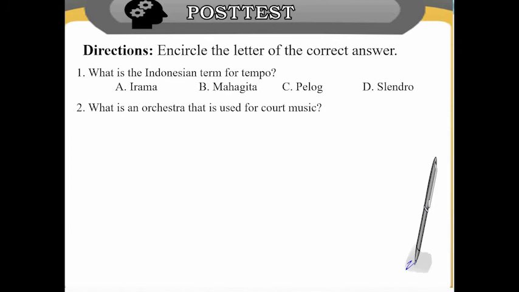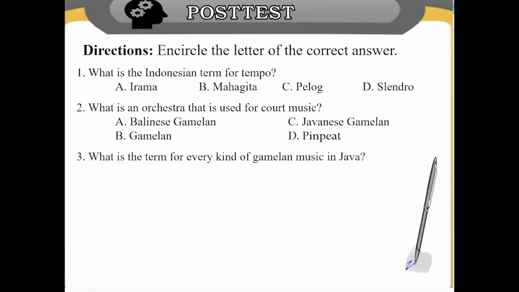Number 2. What is an orchestra that is used for court music? Letter A, Balinese gamelan, letter B, gamelan, letter C, Javanese gamelan, or letter D, pinpit. Number 3. What is the term for every kind of gamelan music in Java? Letter A, irama, letter B, gerong, letter C, karawitan, or letter D, pelog.